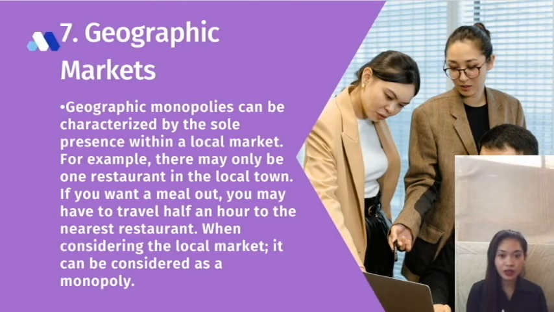Seventh is a geographic market. Geographic monopolies can be characterized by the sole presence in a local market. For example, there may be only one restaurant in the local town. If you want a meal out, you may have to travel half an hour to the nearest restaurant. When considering the local market, it can be considered a monopoly.